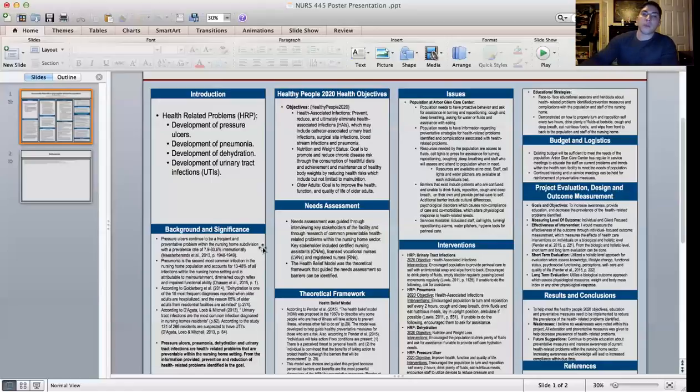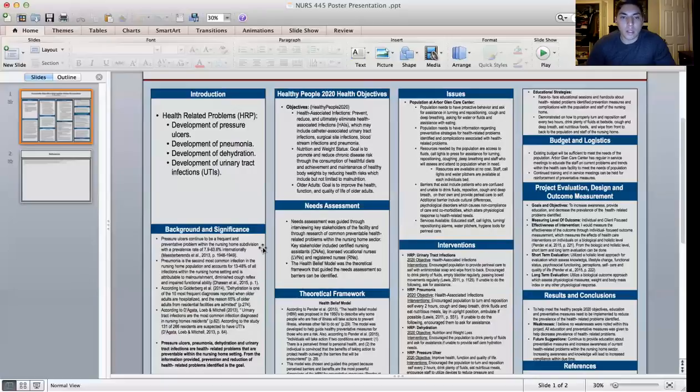So, Healthy People 2020 objectives. The objectives that coincide with the health-related problems, one of them is going to be health-associated infections. Basically, the objective is to prevent, reduce, and ultimately eliminate health-associated infections, which include catheter UTIs, surgical site infections, bloodstream infections, and pneumonia. And so UTI and pneumonia is obviously going to fit into that category.